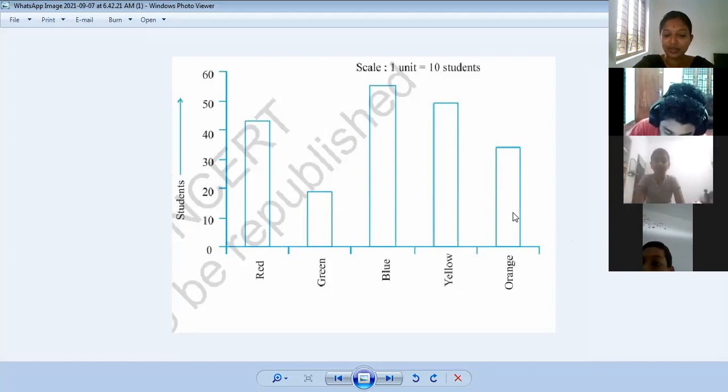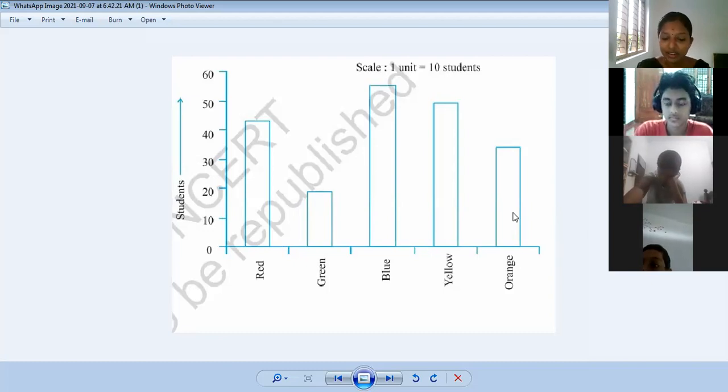So there are 2 questions given for you. Answer the following questions with the help of the bar graph. Which is the most preferred color and which is the least preferred color? Which is the most preferred color according to our table? Blue. Then what about least preferred? Green. This is according to our table, and we have to find this answer from our bar graph.